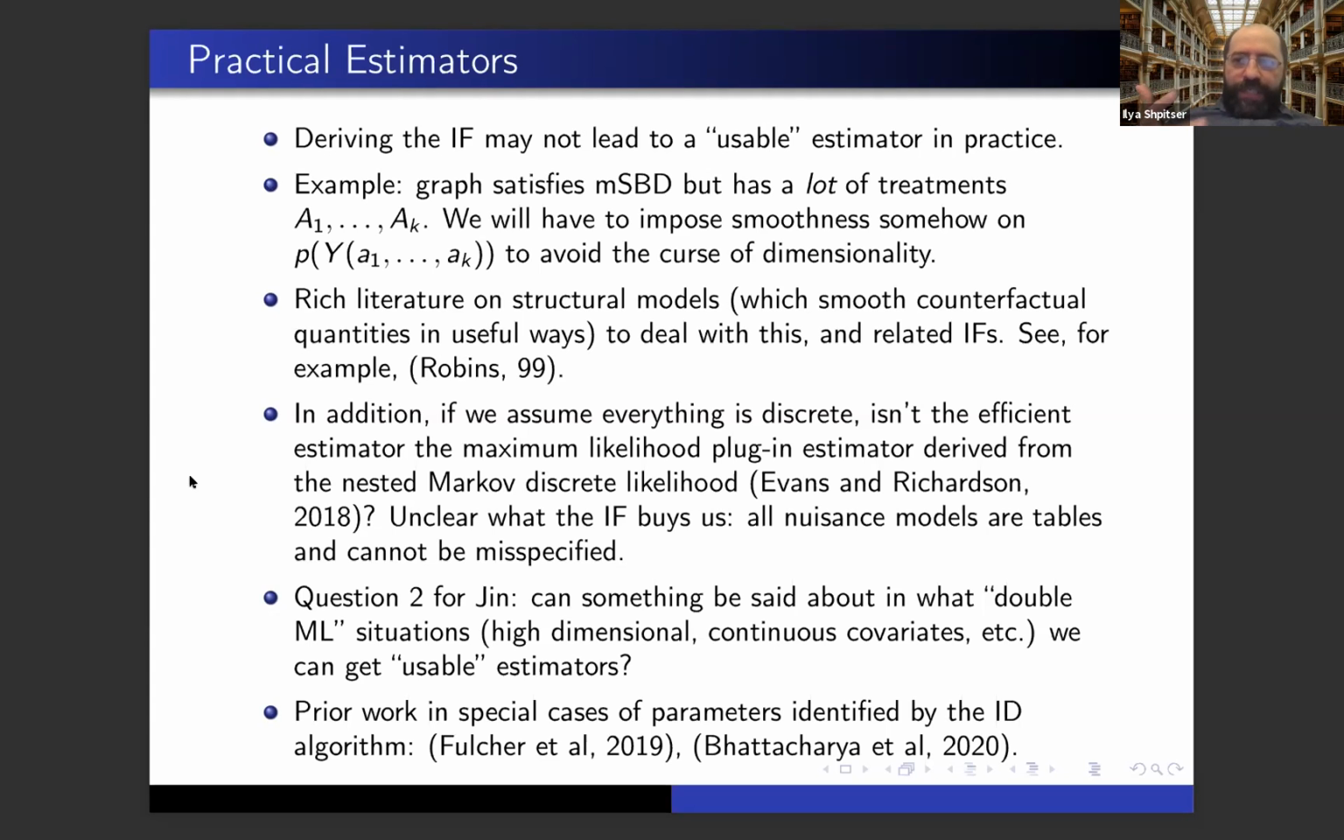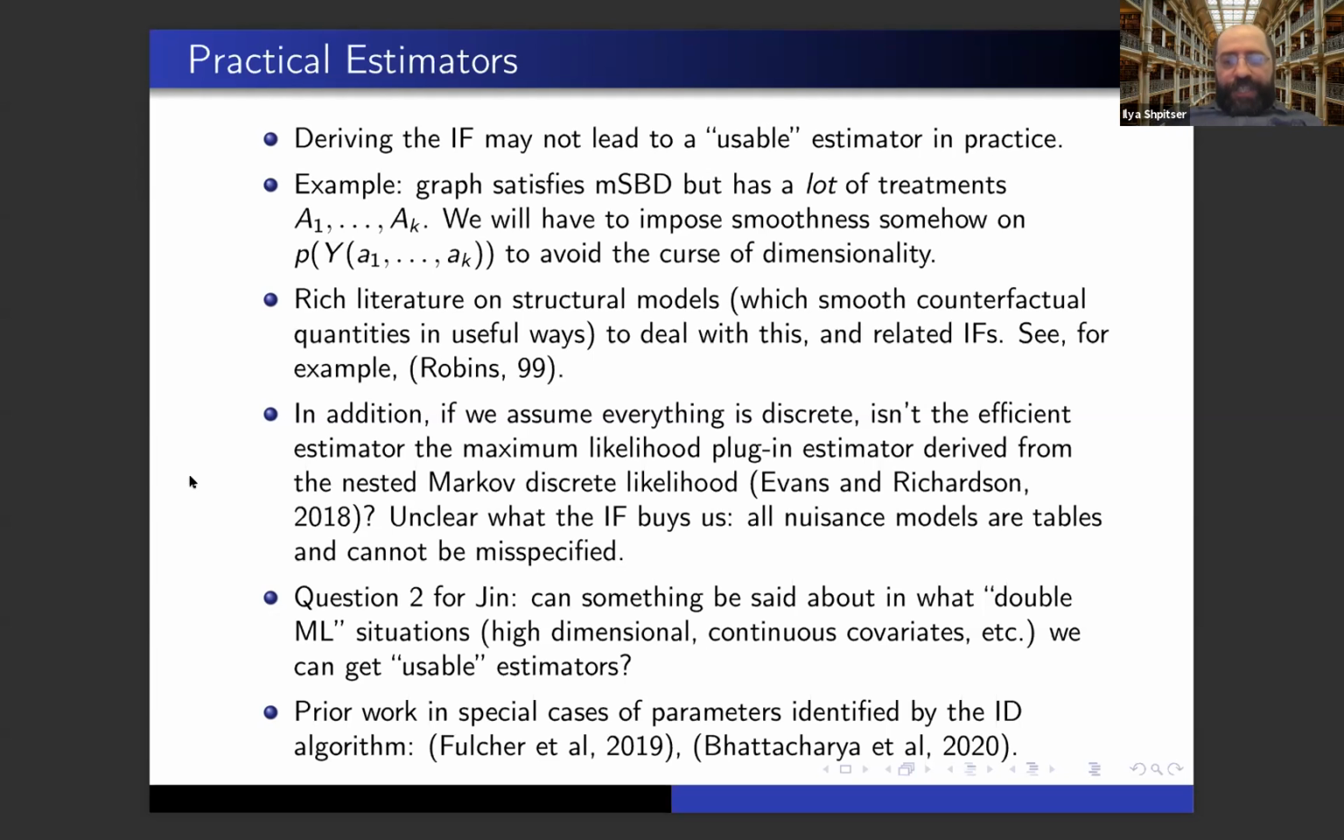In addition, it sort of seemed to me that there was this bullet point that assumed that everything is discrete. And if everything is discrete, it seems like you have a parametric model, and the most efficient estimator within a particular model is just the maximum likelihood plugin derived from a likelihood that Robin Evans and Thomas Richardson came up with in 2018. And if everything is discrete, it's not actually clear what the IF buys you. It's certainly not efficiency, and it's certainly not robustness, because you have tables in discrete cases. You're not really misspecified unless you're very high dimensional, in which case you have to smooth, I guess.